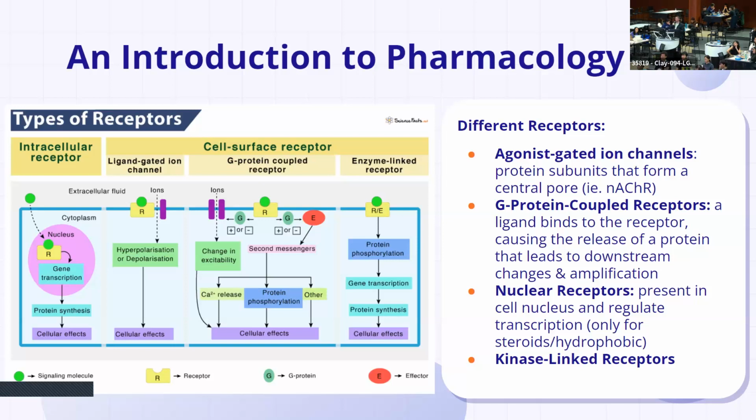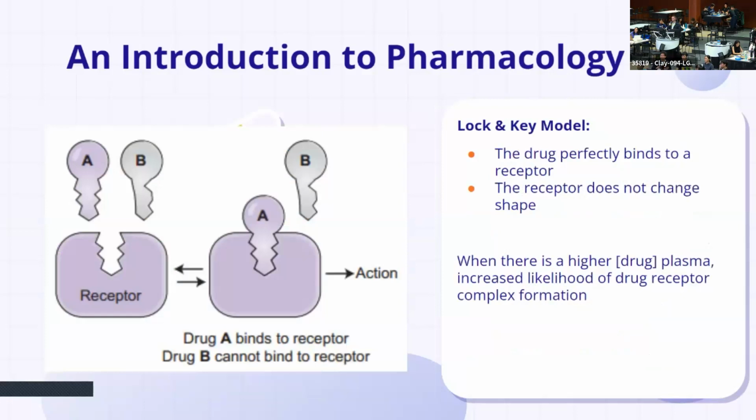The next one is a G protein coupled receptor, and G protein coupled receptors are for your hydrophilic ligands. They're going to bind to a protein on the surface of the receptor, and that's going to lead to a cascade, and that will lead to the response. Your nuclear receptors are in the nucleus, or they can be in the cytoplasm, and that's going to be for steroids and hydrophobic drugs. And then next you have your kinase linked receptors, and I wouldn't worry too much about them, but we'll talk about them a little bit later.